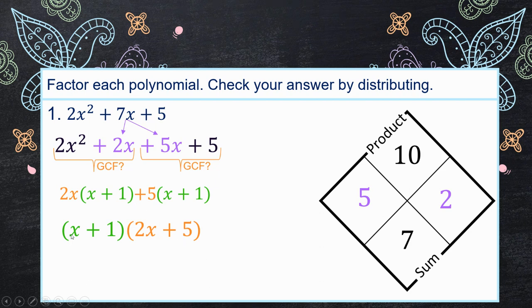If I distribute the x here, x times 2x gives me 2x squared. That's my first term. Now think about our outside product is 5x. The inside product is 2x. If I combine those, I would get 7x. And then the last term times last term, 1 times 5 would give me 5. So that's checking my answer by distributing. I use that acronym FOIL for that, and I just make sure if I FOIL that, I would get this trinomial that we started with.